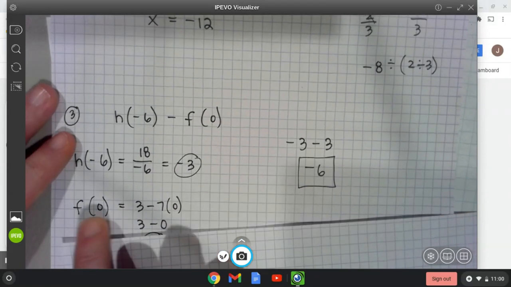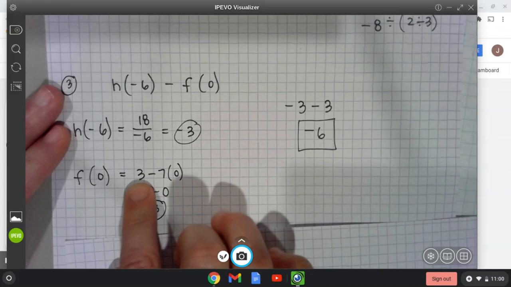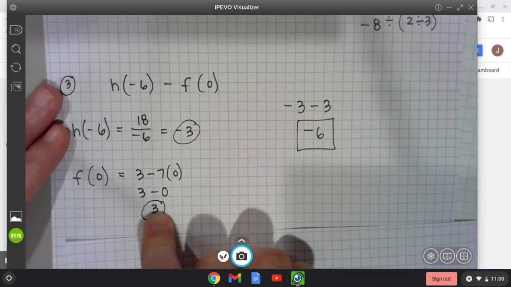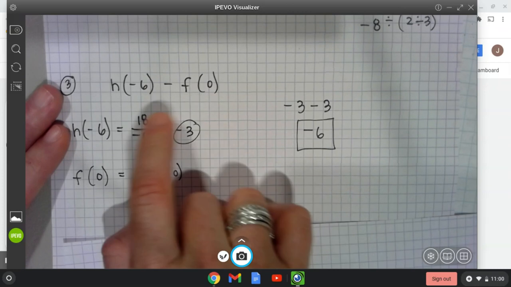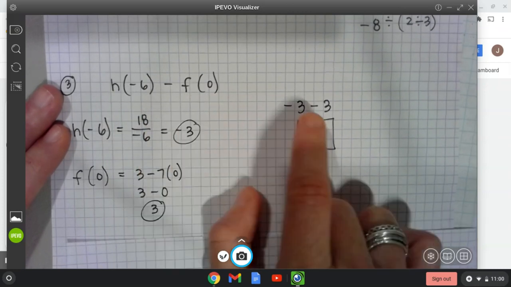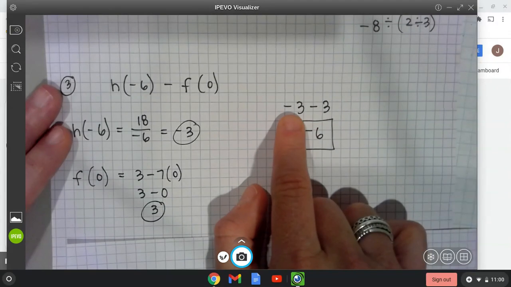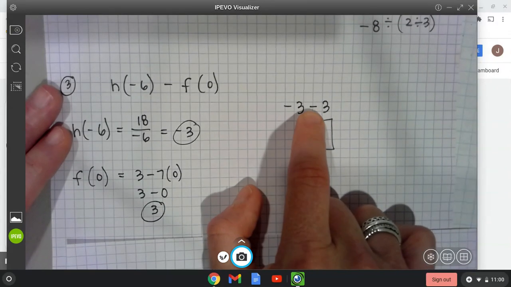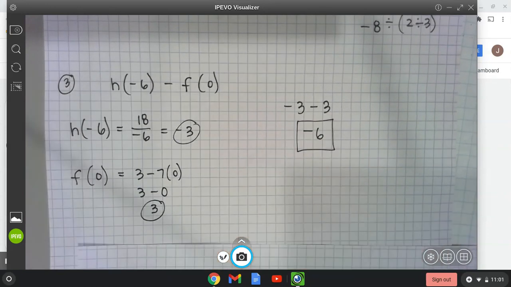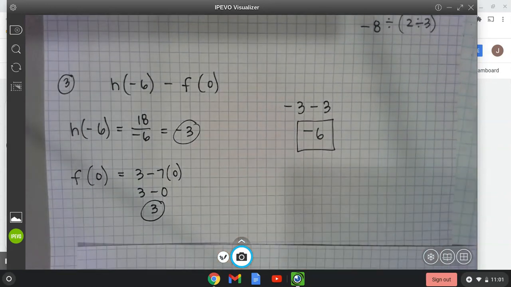So then I went to function f and I plugged in 0. So 3 minus 7 times 0, that's 3 minus 0, that's 3. So that means I'm going to put a 3 here. So I'm going to take negative 3 and I'm going to subtract 3. That's what you want to do. I got a negative 3 as h of negative 6. I'm going to subtract what I got for f of 0, which is just 3. So at the end of the day, you should get negative 6 as your answer.